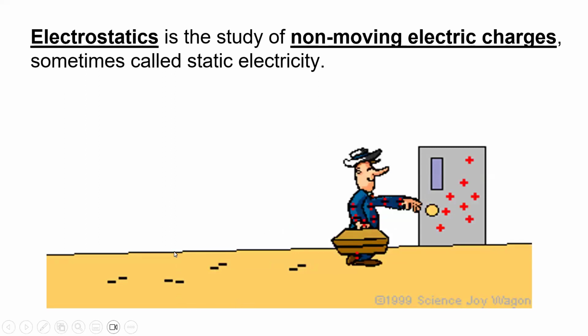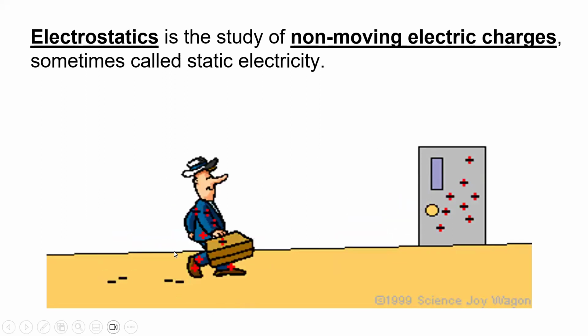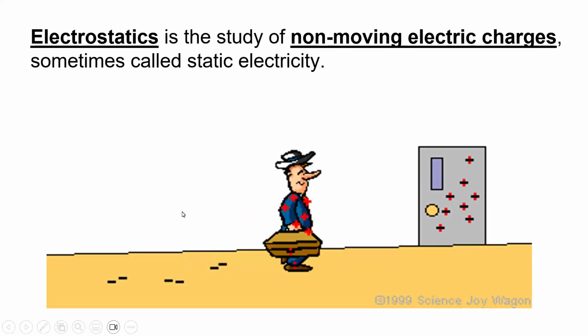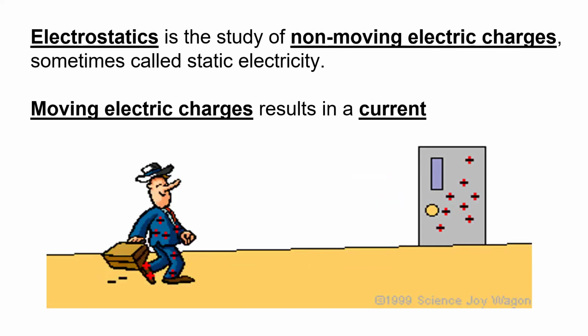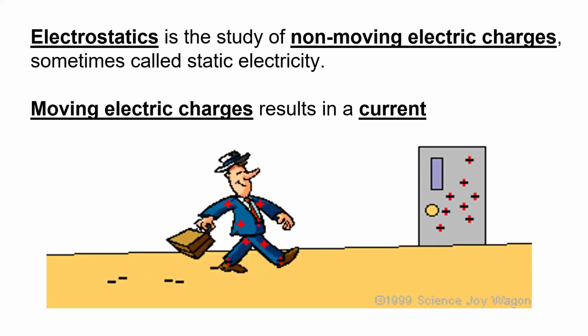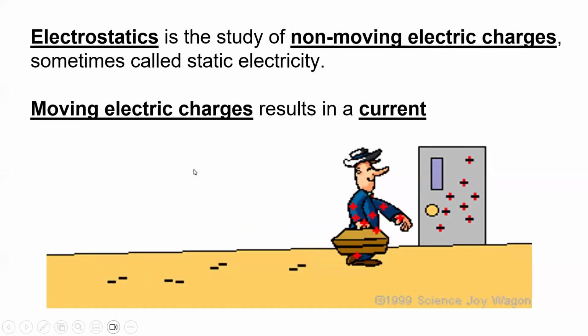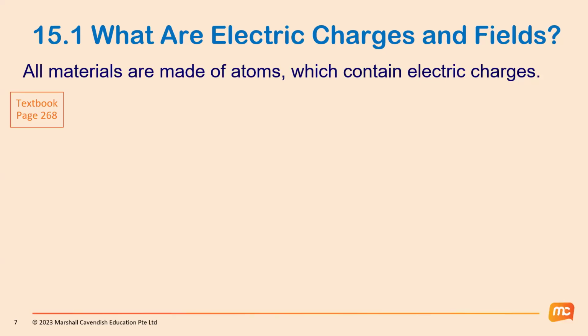Okay, and then after this chapter, we'll be moving on into moving charges, which actually results in a current. So non-moving charges are called static electricity, while moving charges will result in a current. Okay, so let's move on into the first part.